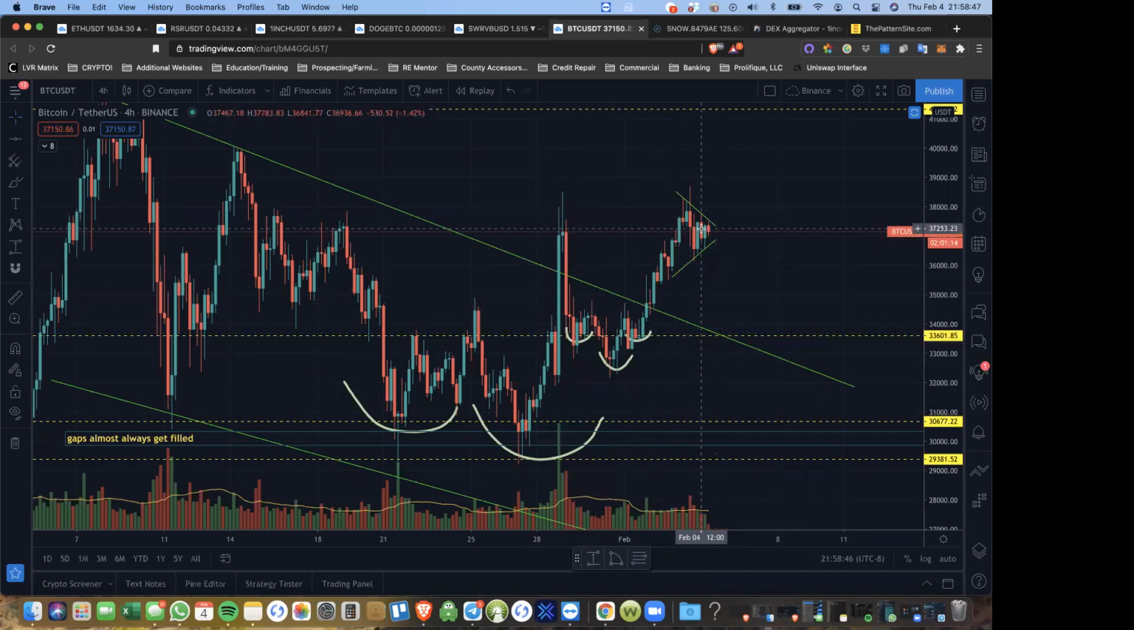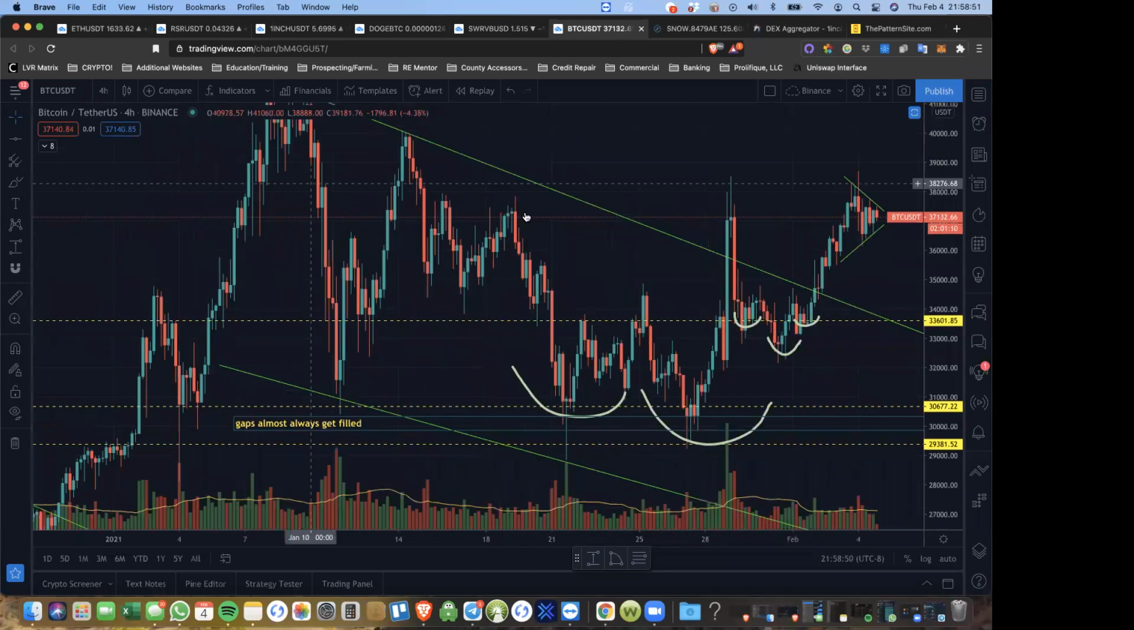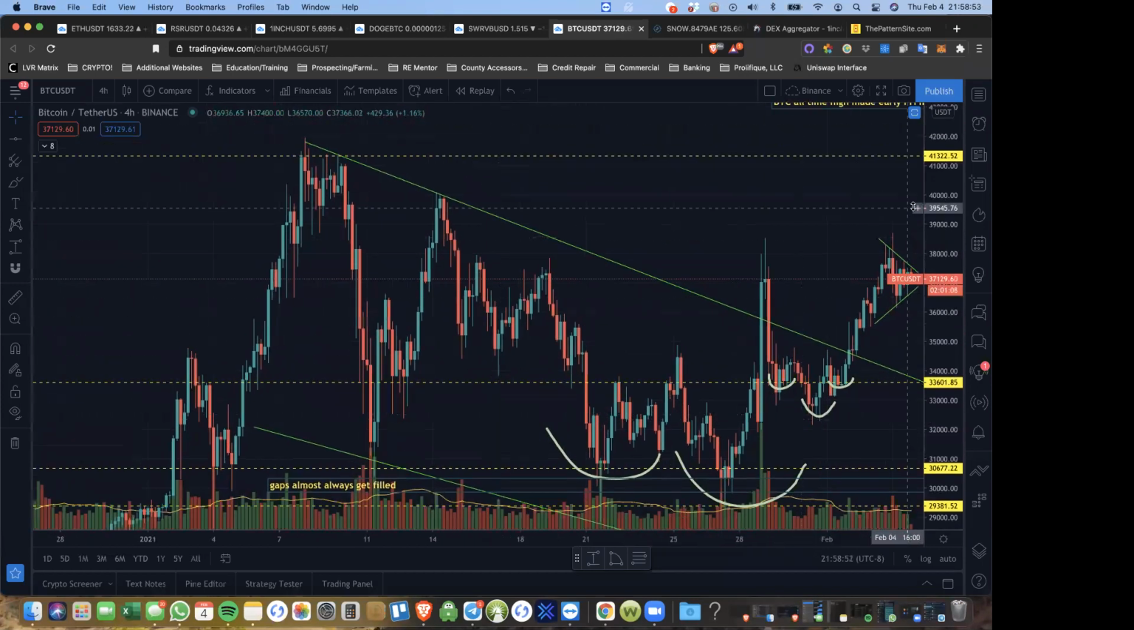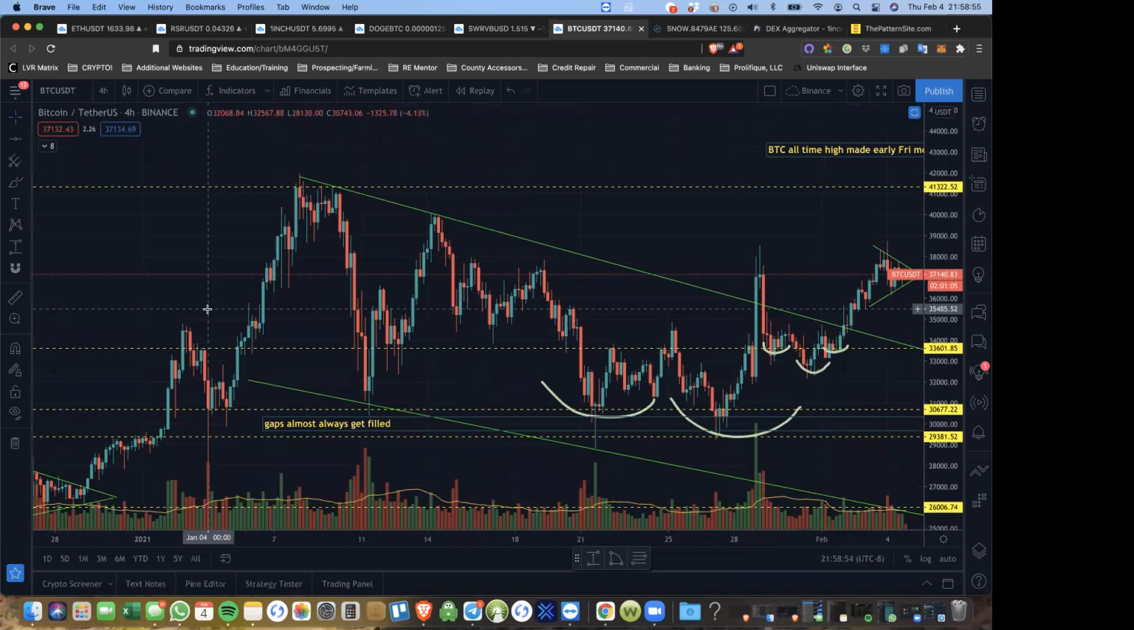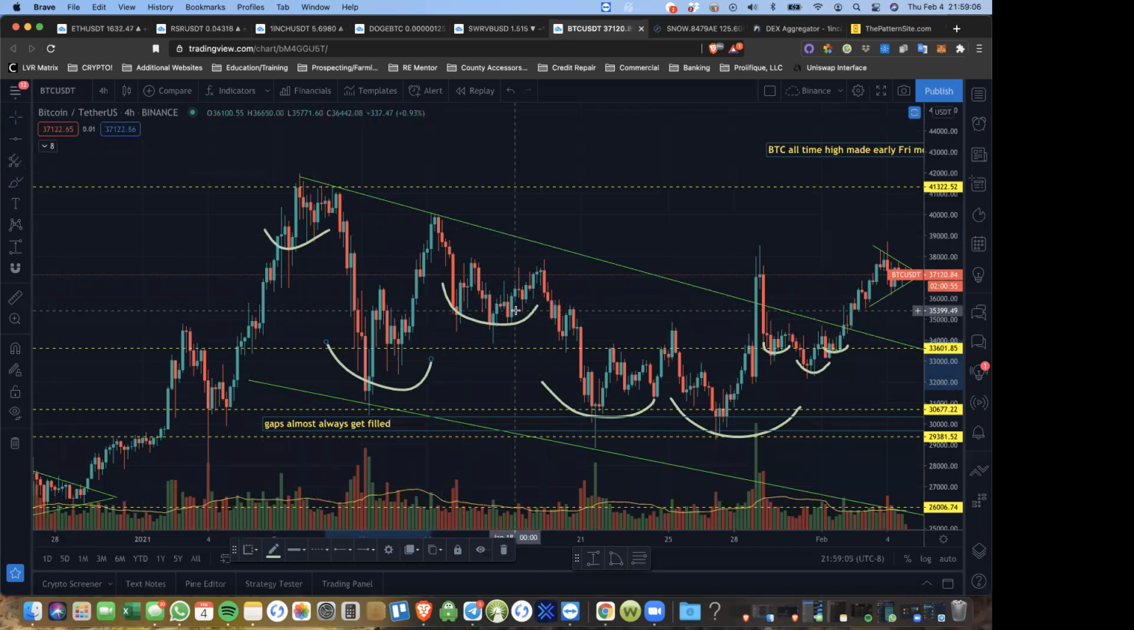So this obviously is pattern 1, pattern 2, pattern 3 inside this bigger pattern, right? And a lot of people, including myself, were trying to look at this pattern here as an inverse head and shoulders. And I don't know if you guys can see, but this shoulder is a lot lower than this one. So let's see it, the bottom.